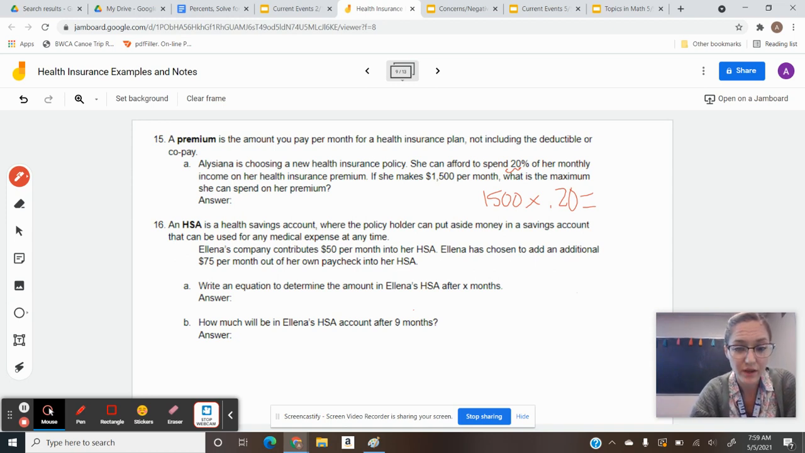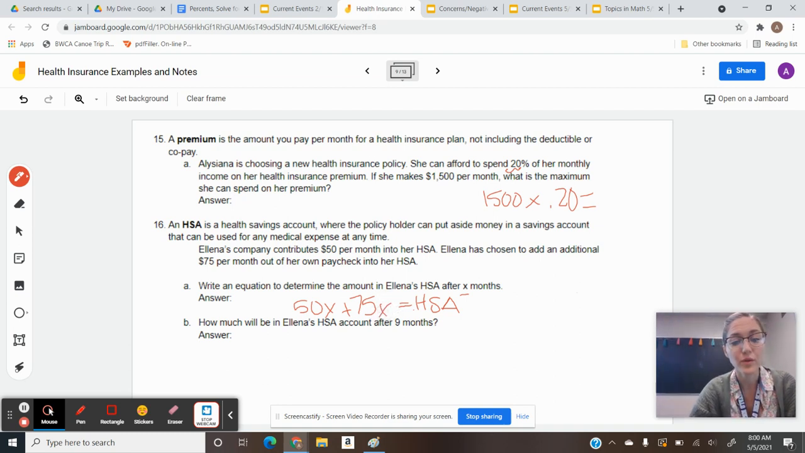Okay, so what we're looking for is the total in her HSA. So we'll go ahead and say equals HSA. Her company is contributing $50 per month. And in order to figure out that total, we would have to multiply it by months. We'll just go ahead and make X represent months. Okay, so $50 per month. She's also adding $75 per month as well. Because it's also per month, it's going to be the same variable. So we'll go ahead and write down X again.